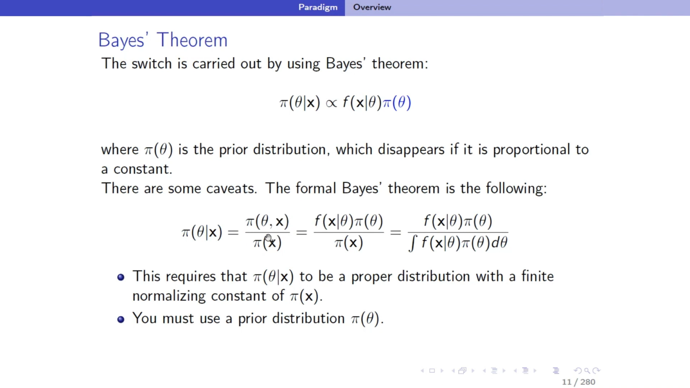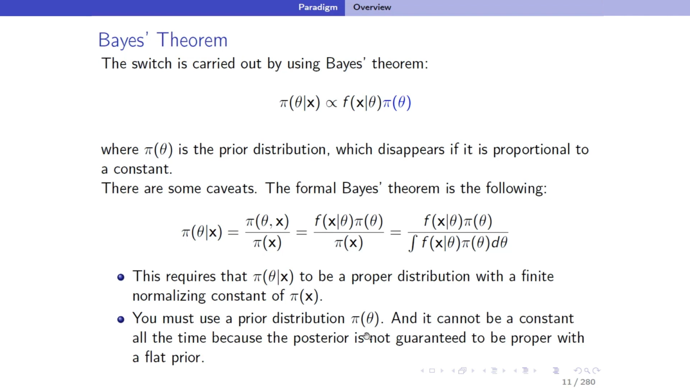And in order to do this, you have to go through the joint, the marginal, and the integration with respect to theta. This is called the normalizing constant or marginal distribution of x. The formal Bayes theorem is the following, but mostly people use the one on top. And this is also the requirement to do Bayesian statistics: you must always use a prior distribution. You cannot have an analysis that bypasses the need for a prior distribution.